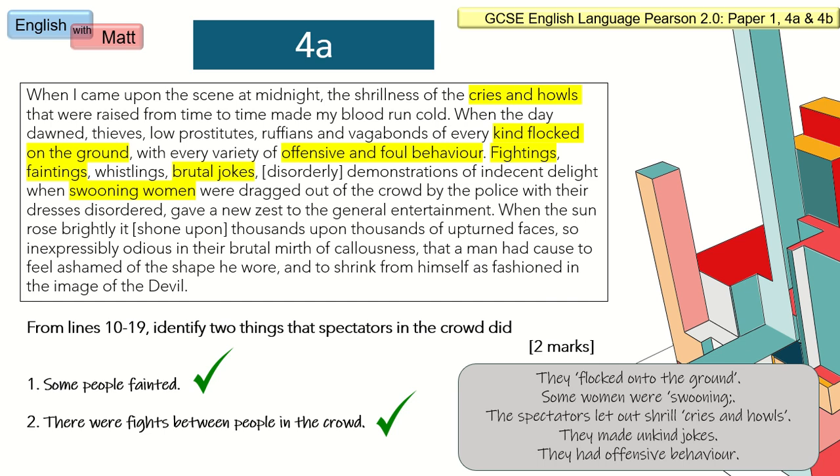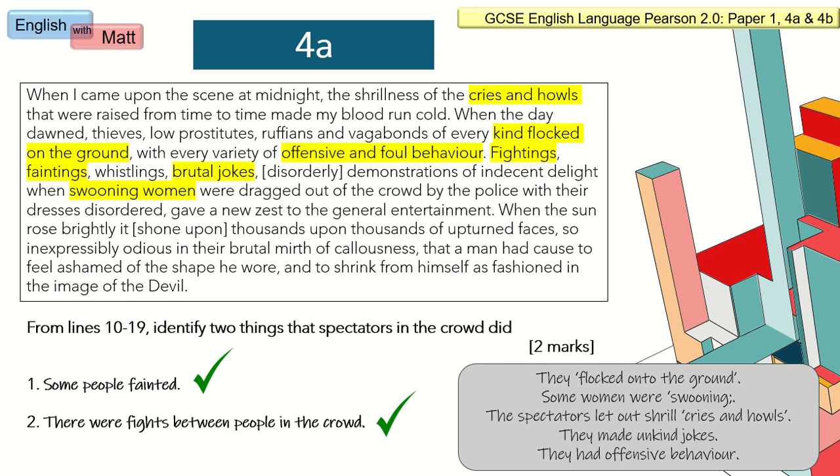And we've got certainly more than 2 answers here that would count. So we've got on this page, how many? 1, 2, 3, 4, 5, 6, 7 possible answers here from this text, and I've highlighted them in yellow. So 2 answers could be they fainted and there were fights.